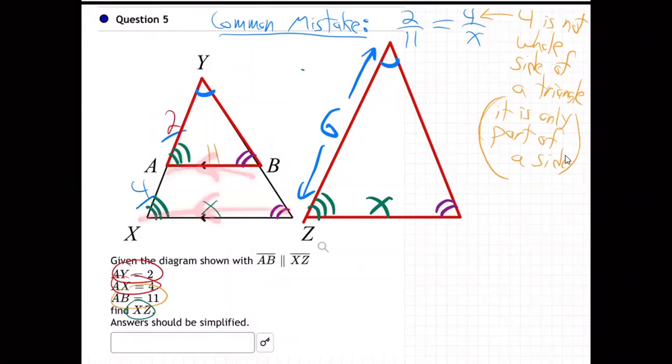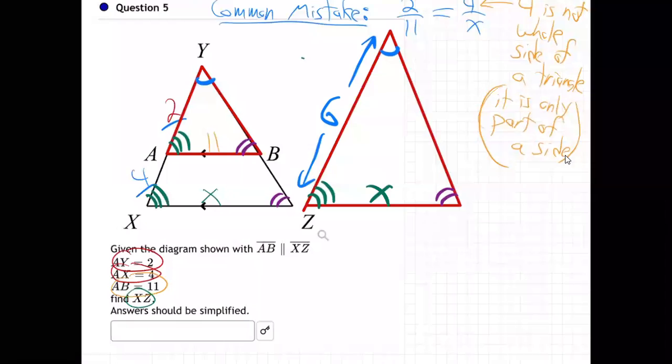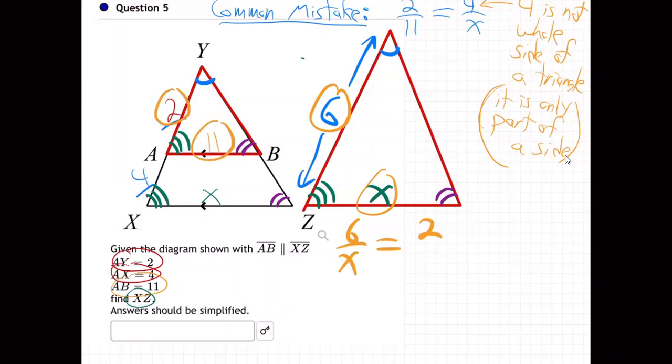So now we can set up the triangle ratio easily enough from here. How do we do it? I think you know. We just go 6 is to X, left to bottom, as 2 is to 11. Now it's better, right? So we use 6 instead of 4. See how 6 is a whole side, isn't it? Whereas 4 was only part of a side. That's the right ratio to set up. And now we can solve it.